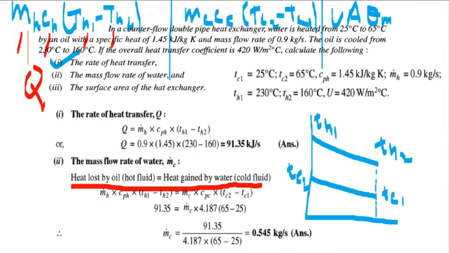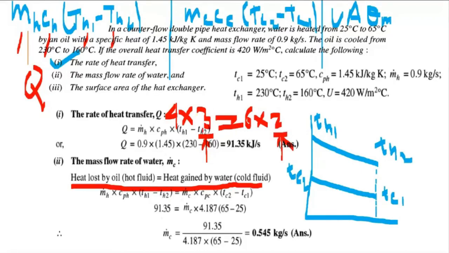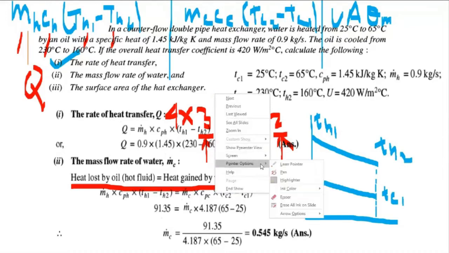Suppose I am writing 4 multiplied by 3 is equal to 6 multiplied by 2. Can we write like this? Yes, sir. 4 threes are 12, 6 twos are 12. This is the temperature difference for the first case, this might be the TH1 minus TH2 value. This might be the TC2 minus TC1 value. So both the temperature differences are not the same, still the product is the same. Are you getting this part? Yes, sir. Got it, sir. Okay.